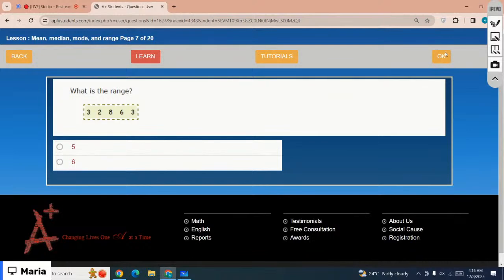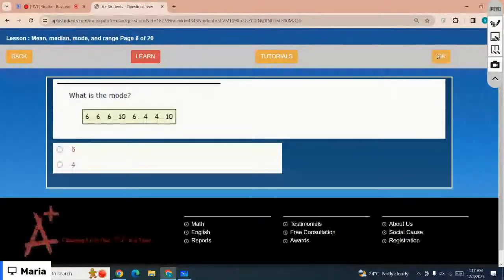Yes, it is. 8 minus 3 and 8 minus 3 is 6. So the 6 it is. How 4? The least value here is 2 and the greatest value here is 8. Sorry. So 8 minus 2 is 6. The correct option is 6, right?